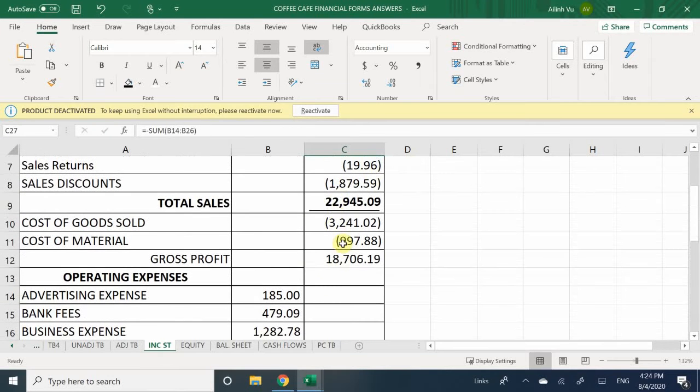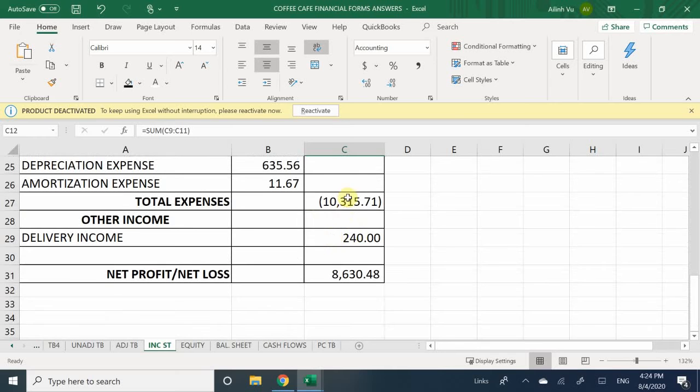So I'm going to take my 18,000 and subtract that 10,000. Then I'm also going to include my delivery income of $240 that I've earned. Other income is income you receive that is separate from your actual main core business. By adding that up together, I got a grand total of $8,630 as my net profit.